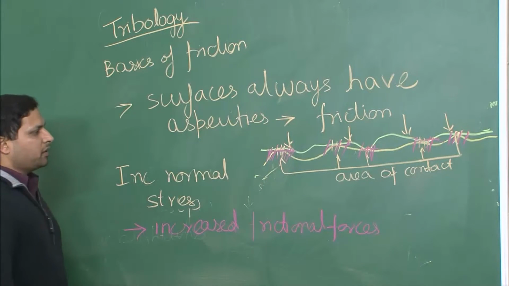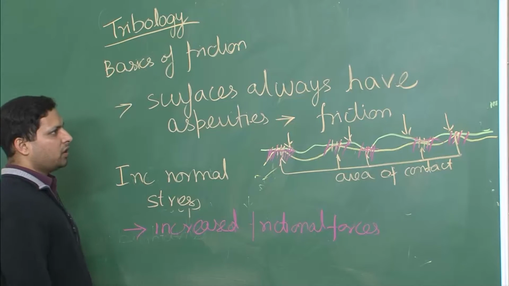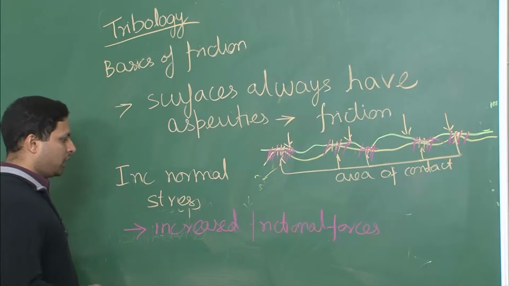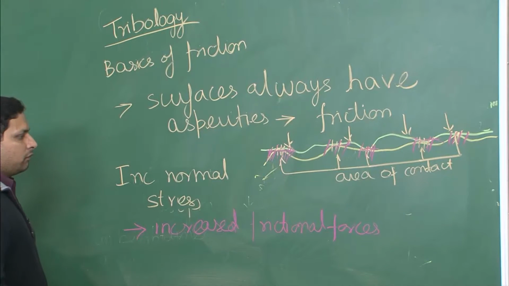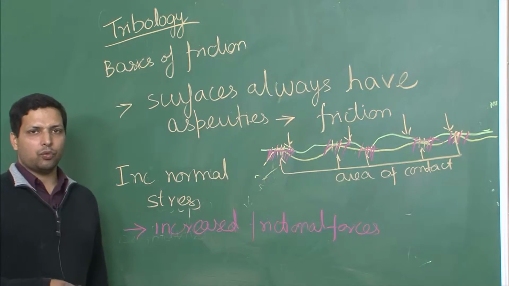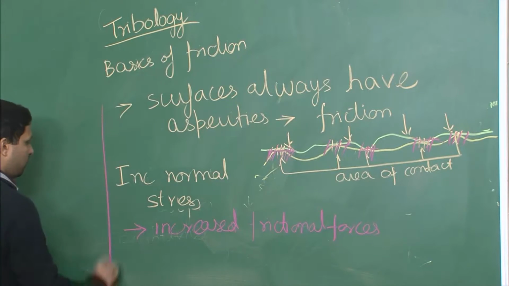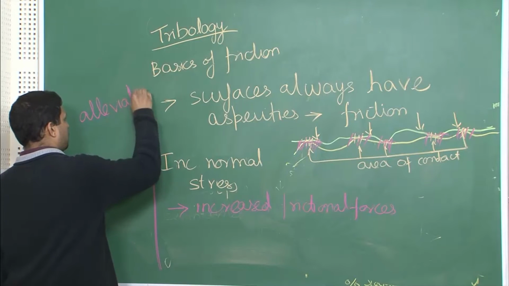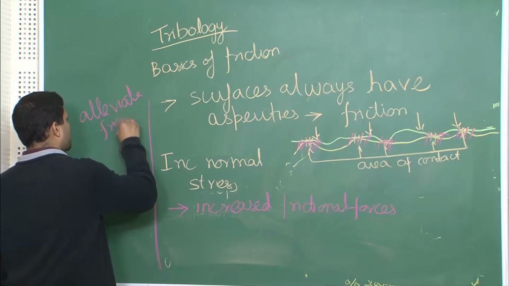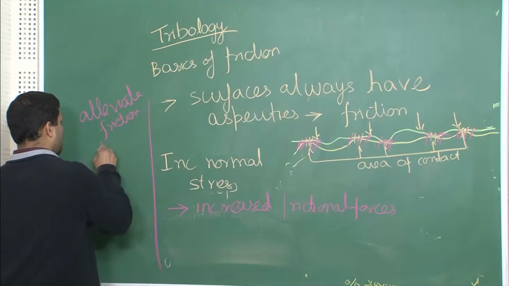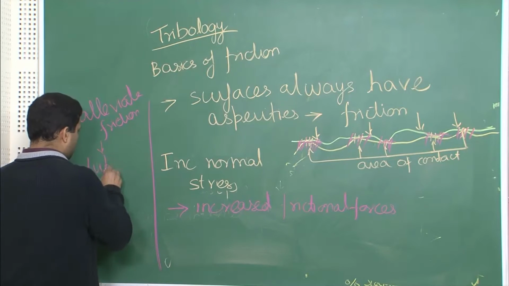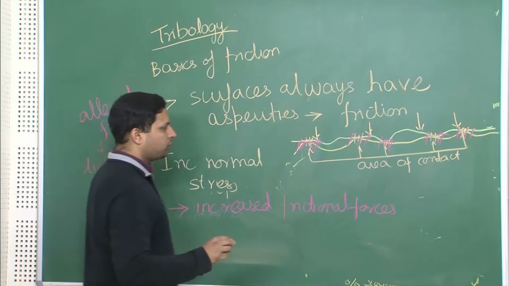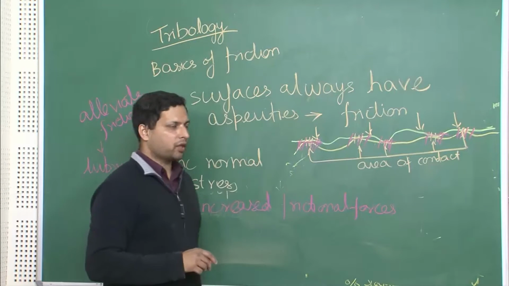So, these are some of the basic aspects about friction that we should remember, how it originates. And one thing that we have already discussed: if you want to alleviate friction, what is the way? To alleviate friction, you need to add lubricants. Now, from this model, what is the role of lubricants? How are we able to reduce friction?